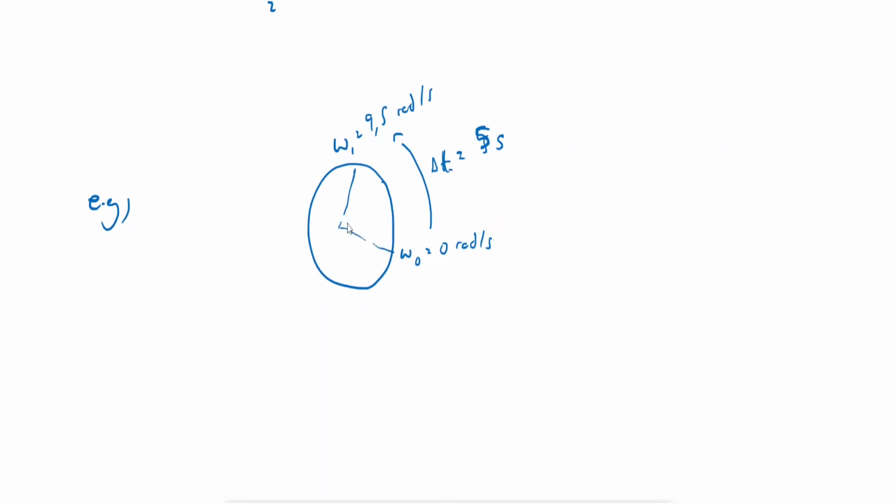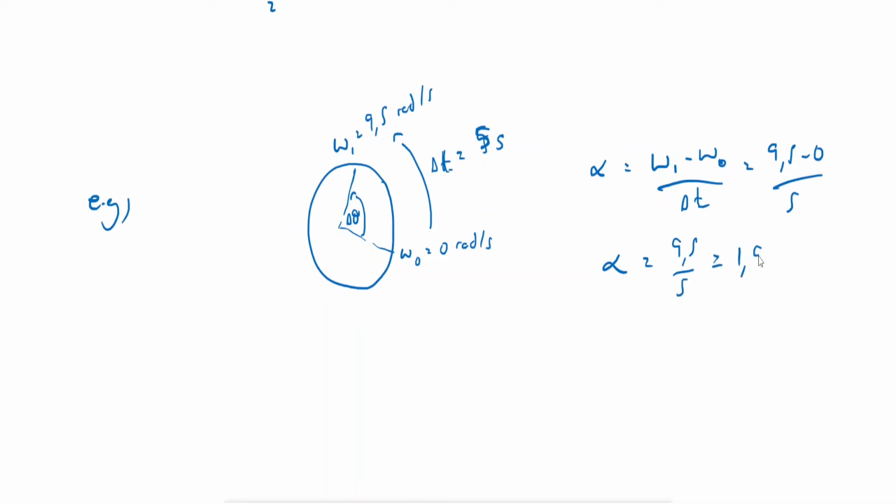I could find the angular displacement that it could have covered there. Let's maybe first find alpha. Alpha is very simple. It's just going to be omega 1 minus omega 0 over the delta time, which is 5. So this is 9.5 minus 0 over 5, which is basically 9.5 over 5, and that is going to be 1.9 radians per second squared.